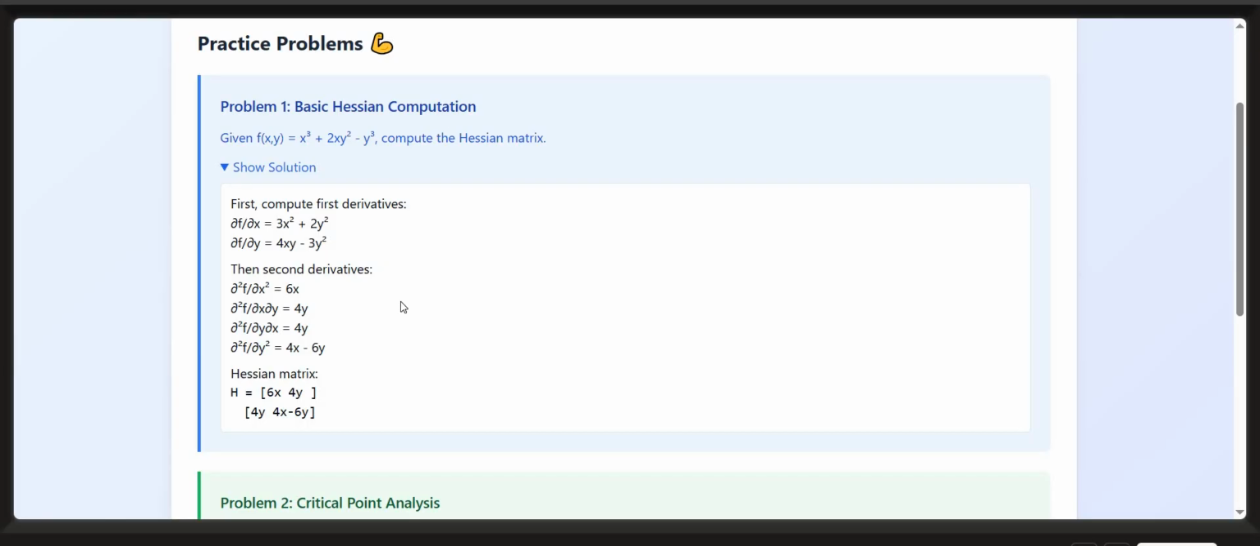First we will take the first partial derivatives, and to get this, the partial of f with respect to x comes out to 3x squared plus 2y squared, and here, the partial with respect to y is 4xy minus 3y squared.